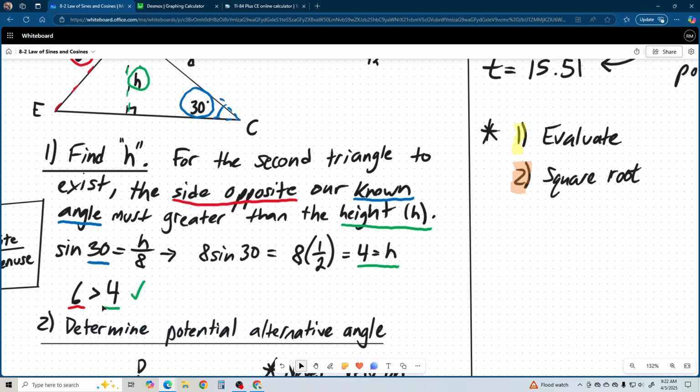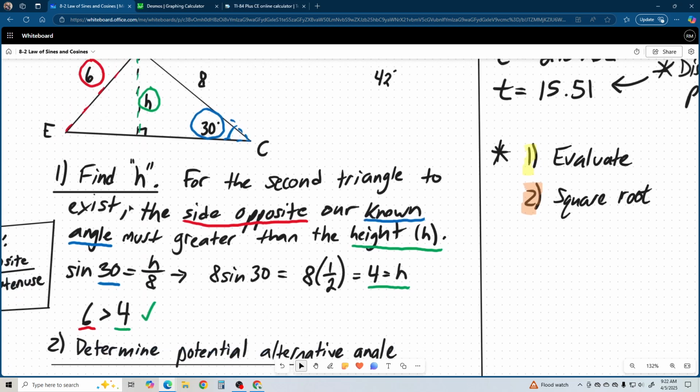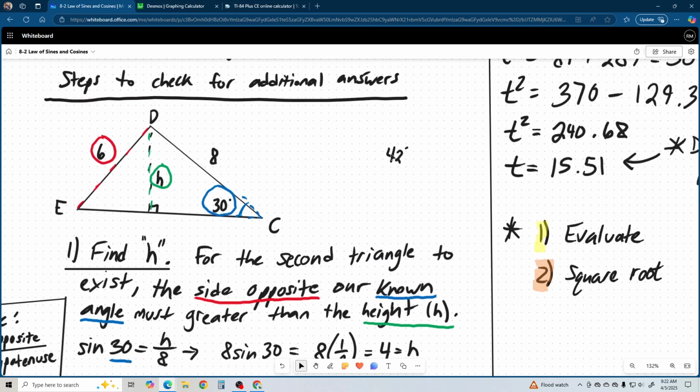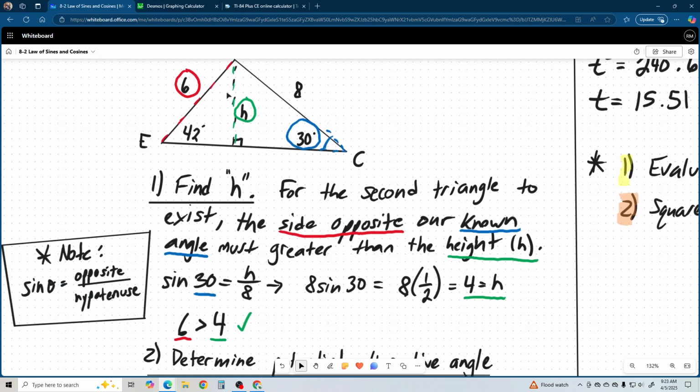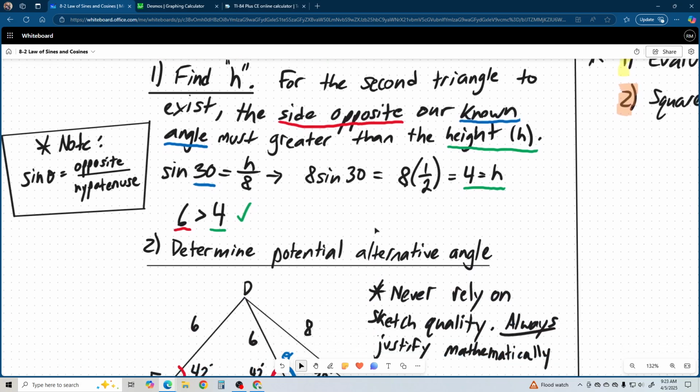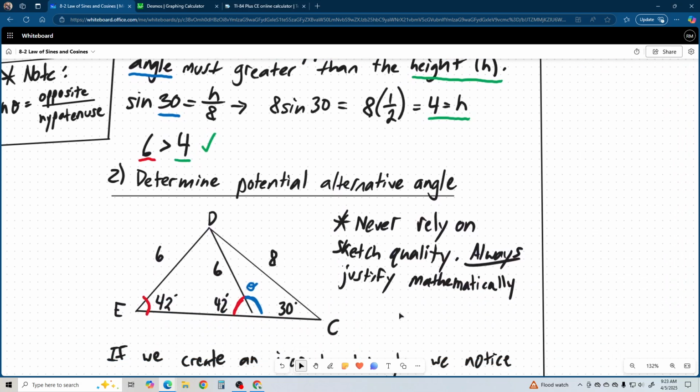So if H is 4, well, is our 6 greater than our H? It is, right? So we are going to actually have another possible angle. So let's go and put this 42 back here. Okay, so we did that to check to see if we could even possibly have another triangle that could exist. Since 6 is greater than our height, yes, we can. It'll work out. So how can we figure this out?